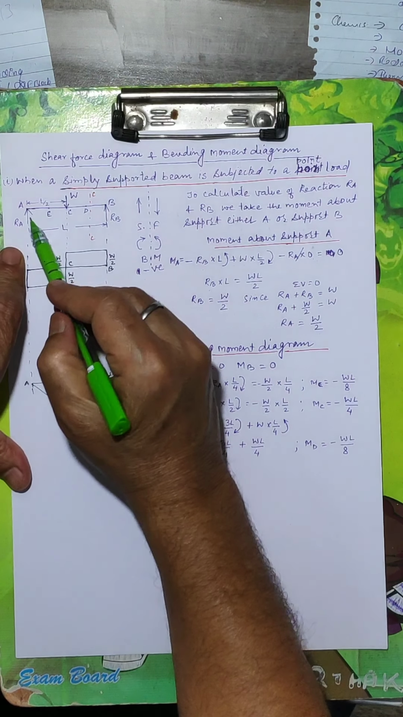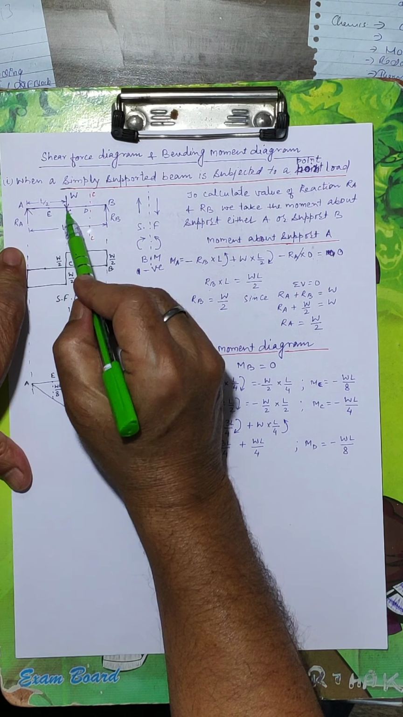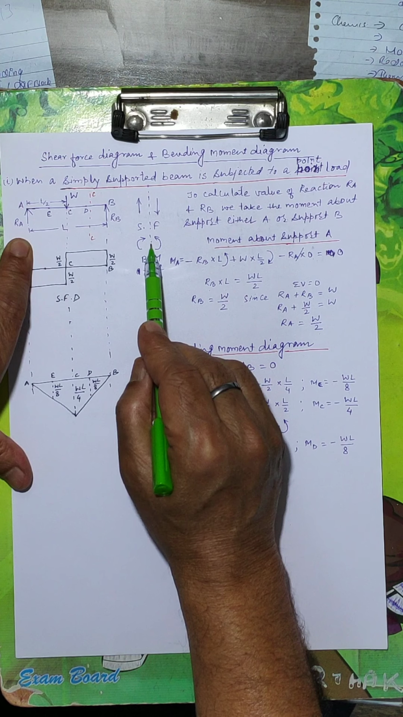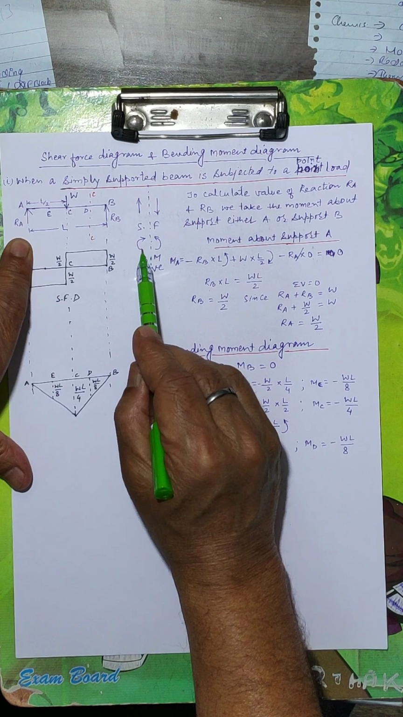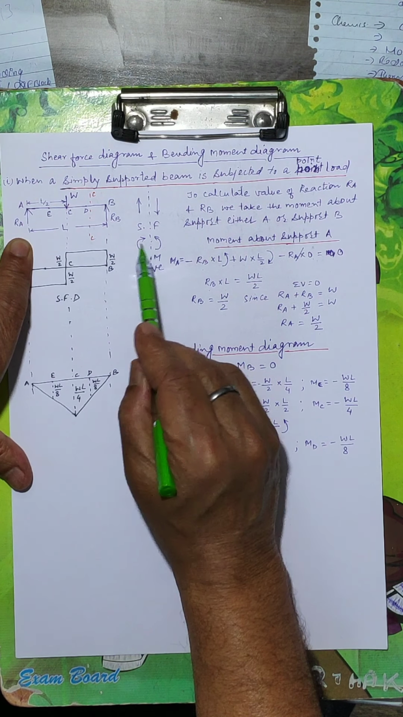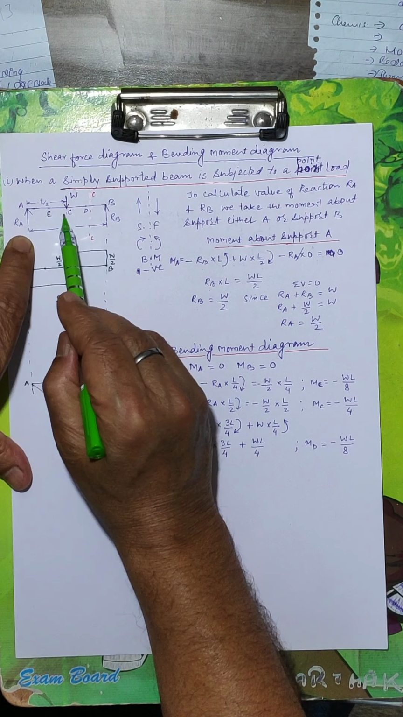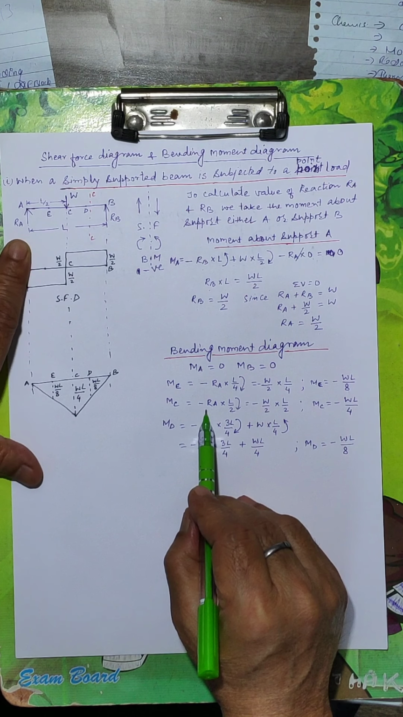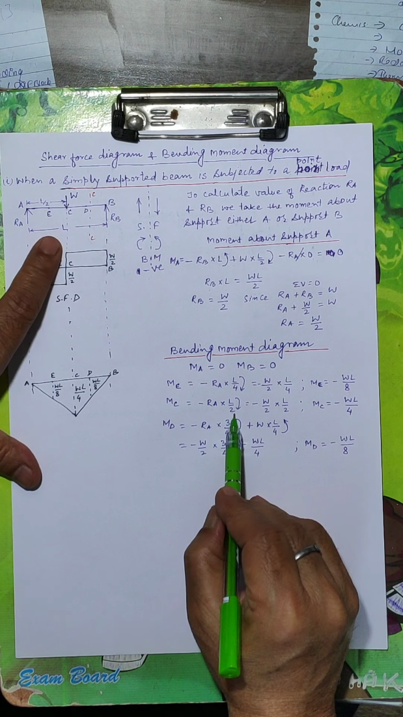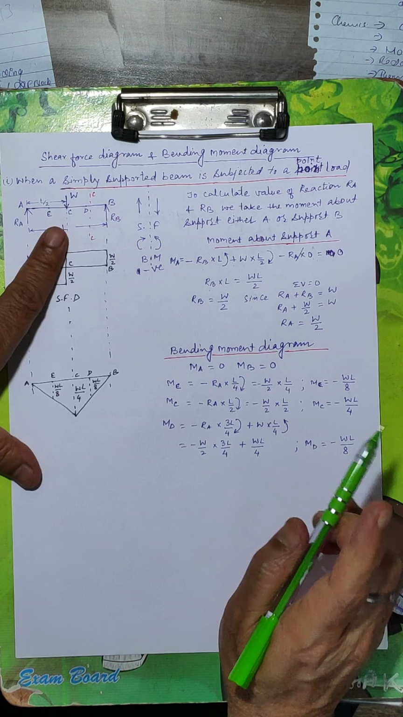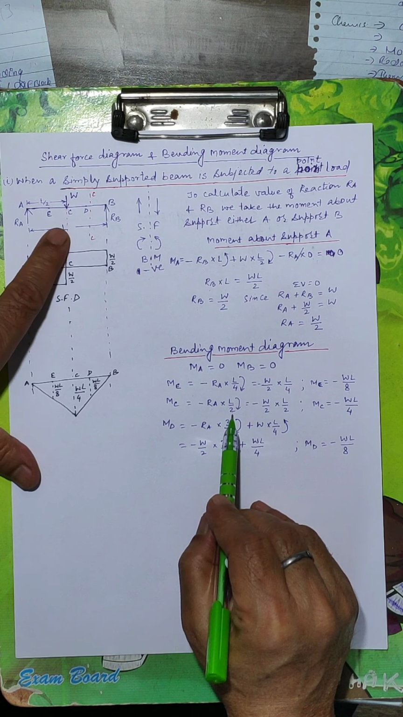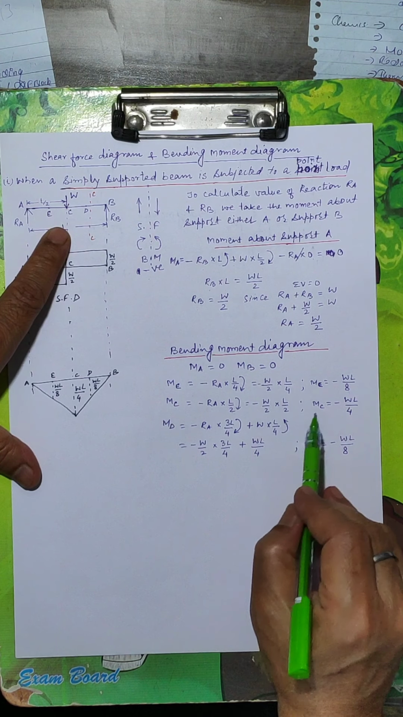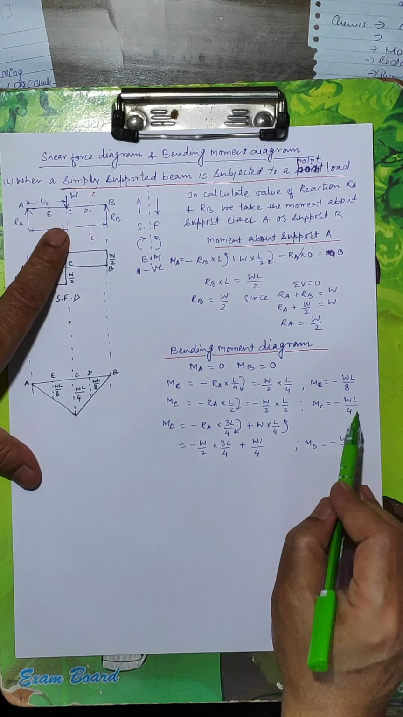Direction of RA, section is C, clockwise. If clockwise from the left side, this is also clockwise from the left side of this section, it will be taken as negative. Minus RA into L by 2. No load is there, so the moment at C is minus WL by 2 into L by 2, or moment at C is minus WL by 4.